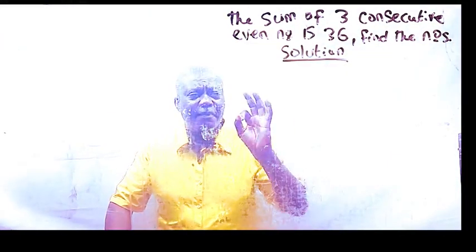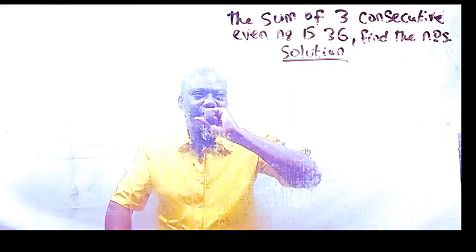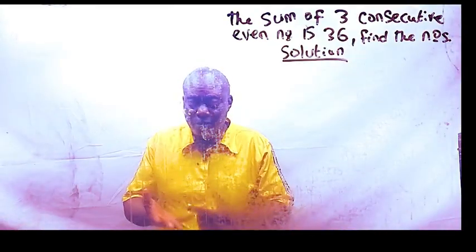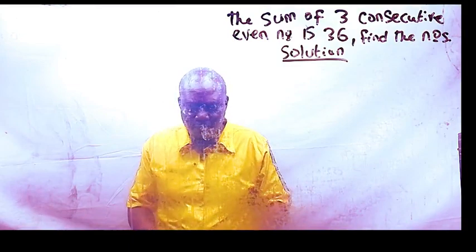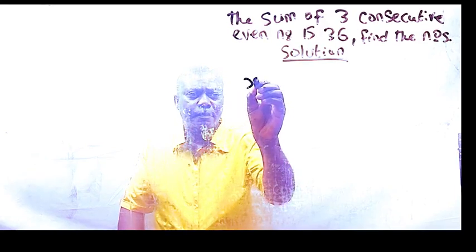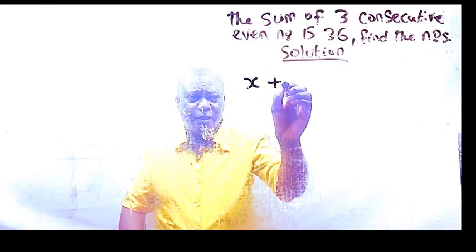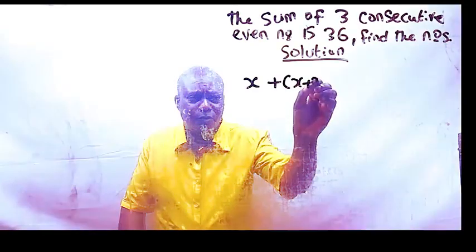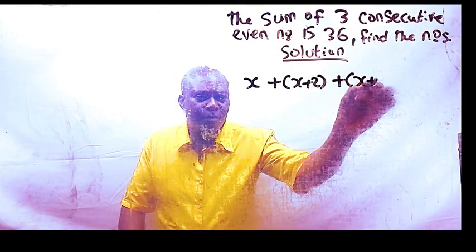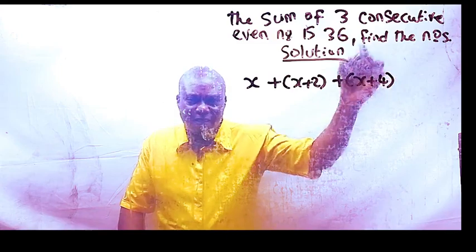The sum of 3 consecutive even numbers is 36. We're not asked to find the numbers. Even numbers are numbers like 2, 4, 6, whatever. So let the first number be x, plus the second one will be x plus 2, and the third one will be x plus 4. The fourth one will be x plus 6, and it goes.